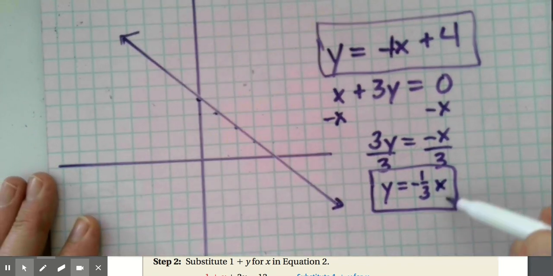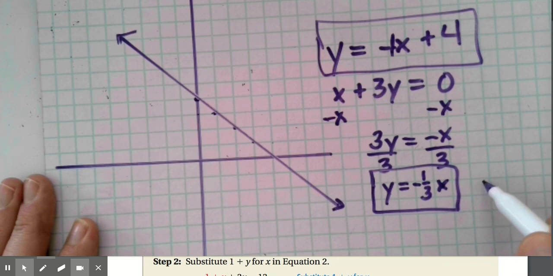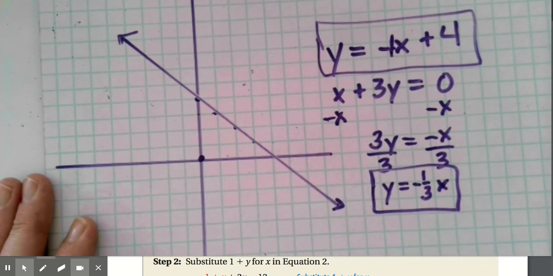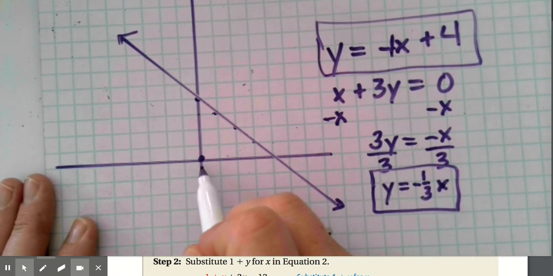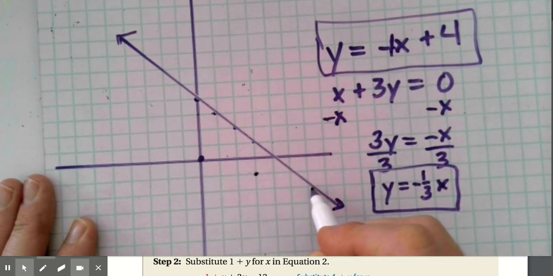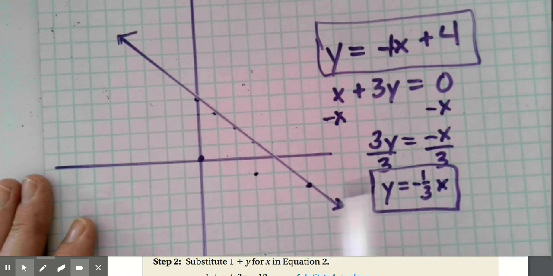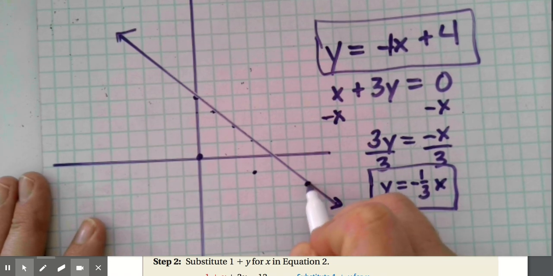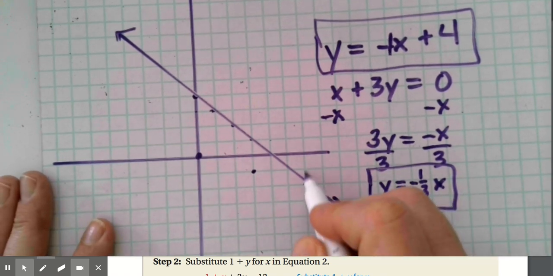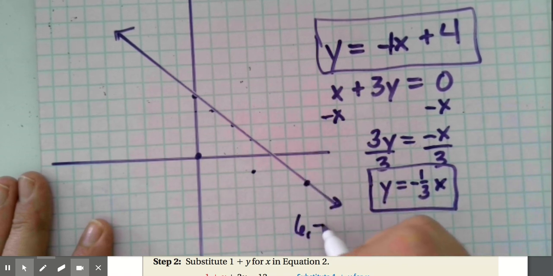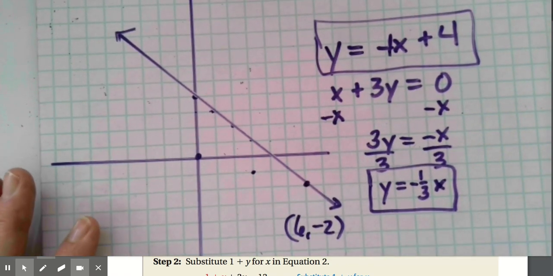Now for this one, we don't have anything added to the end of our x, so we know it's going to pass through our origin, 0, 0. Now a slope of negative 1/3, we're going to go down 1 over 3. Down 1 over 3. And if we build it out that way, just using dots to expand our slope, we can find with precision that it is going to cross at this point, which would be what? 6, negative 2?